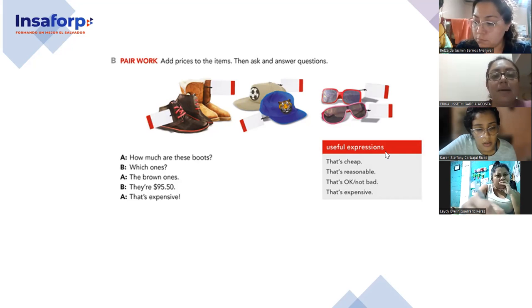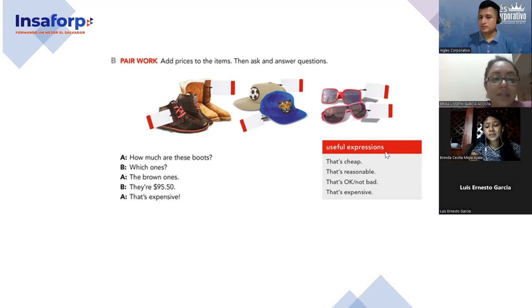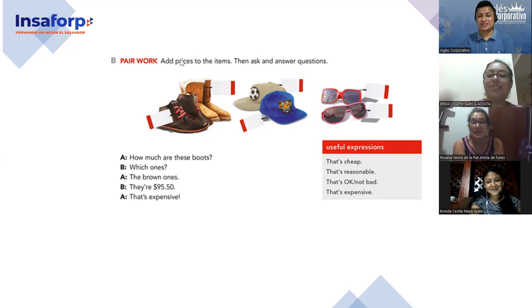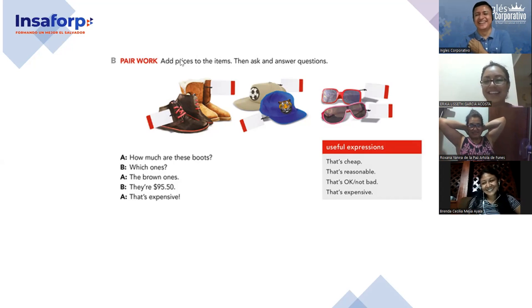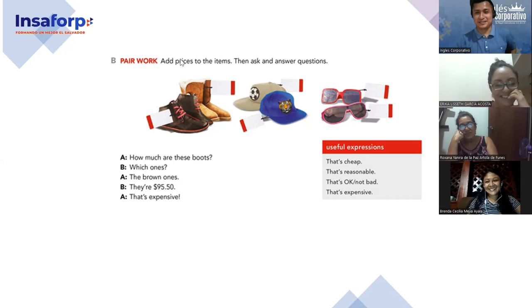How much are these cups? Which one? The blue ones? They are... you need to invent another price. Okay. There are 40, 15. That's too expensive. Oh yeah, that's too expensive, right? Like $40 with 15 cents. Oh, it's a Nike. Okay, that's an original. But that's expensive, right? Yeah, that's expensive.